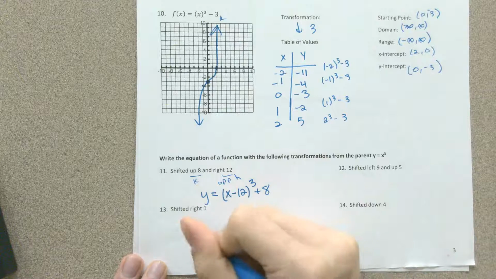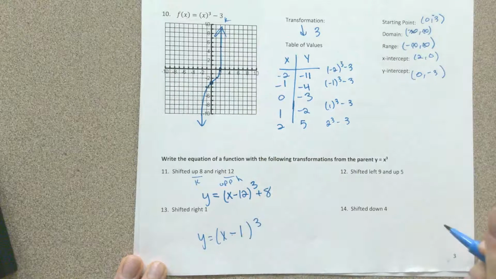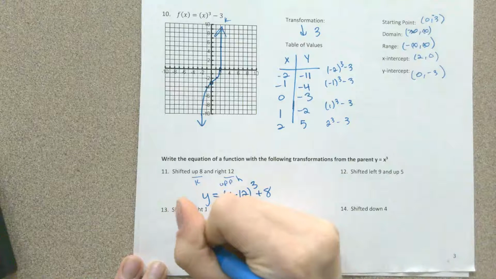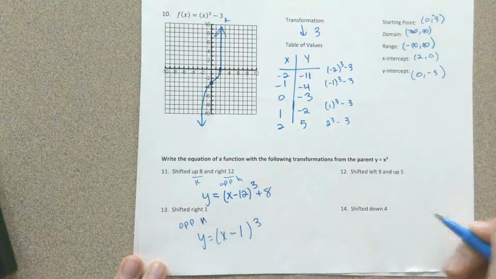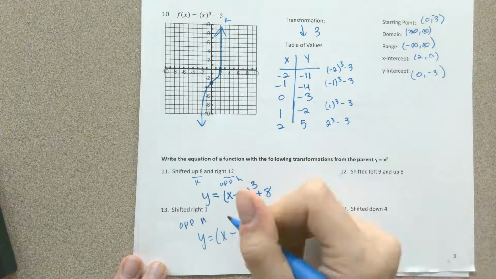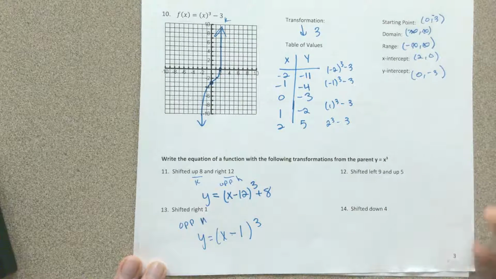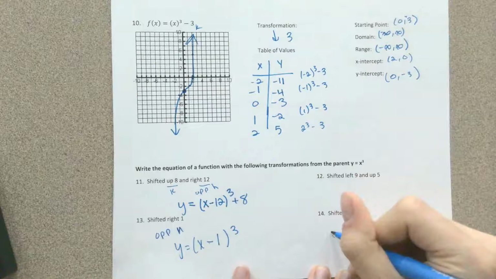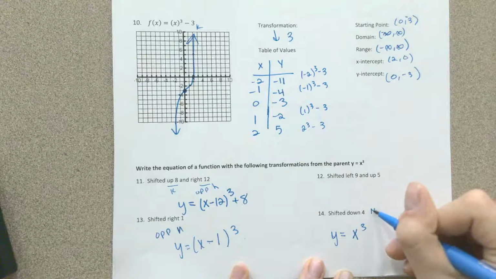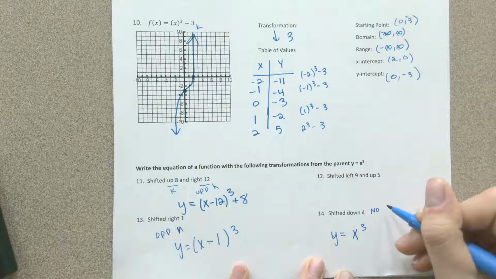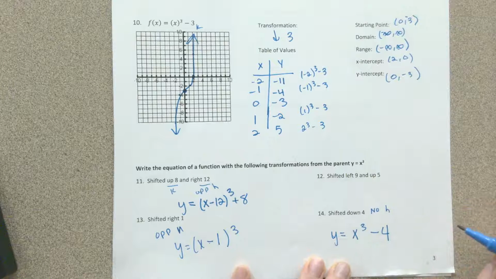Shifting to the right would give me minus 1, okay, opposite of h. And there's no k here, so there's technically a plus 0, you don't need to write it. Shifting down 4 would be y equals x cubed. There's no h in this case, so down 4 would just be minus 4.